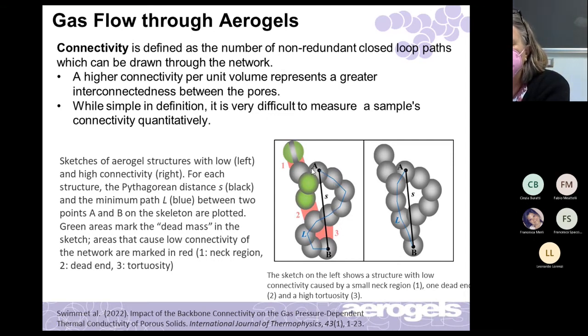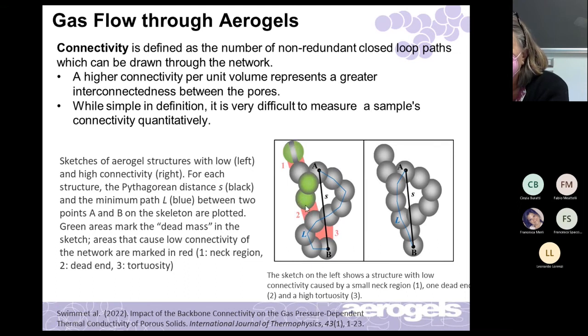You could imagine this as the pores, but this also shows you have what's called dead mass on this side. This doesn't go anywhere, right? These green things. And then in red, you have the neck regions between these things, as shown here. So this has low connectivity because you have these things that don't go anywhere, so they're not connected in the red regions. Okay, so it's something that's difficult to measure.